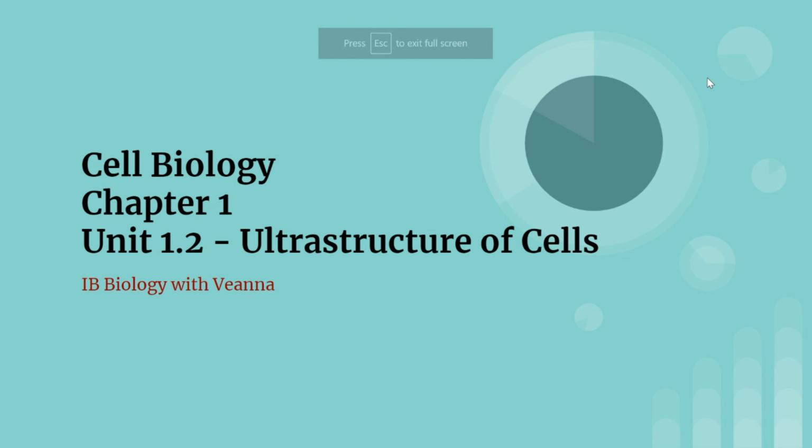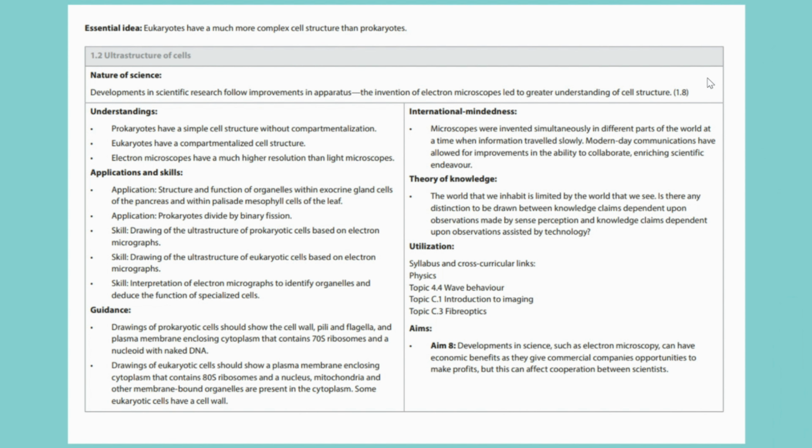Hey guys, welcome back to part 2 of chapter 1, which is unit 1.2, where we learn about the ultrastructure of cells. This is IB Biology.